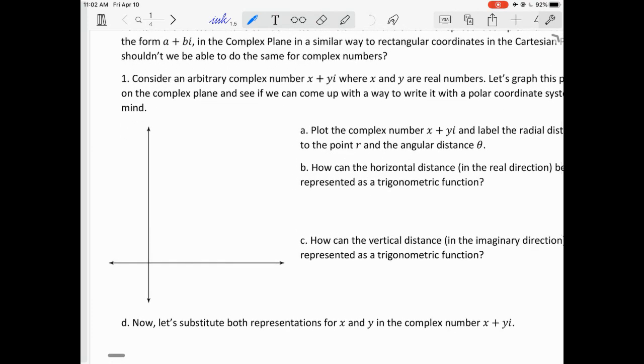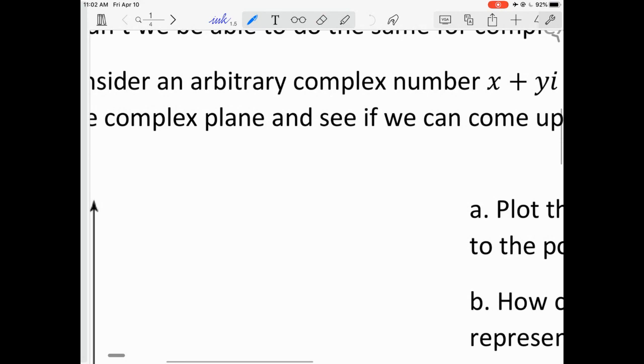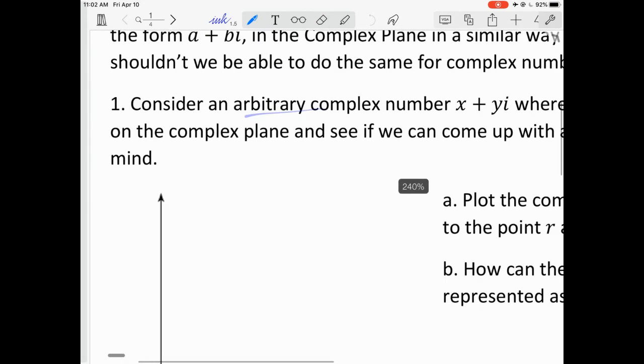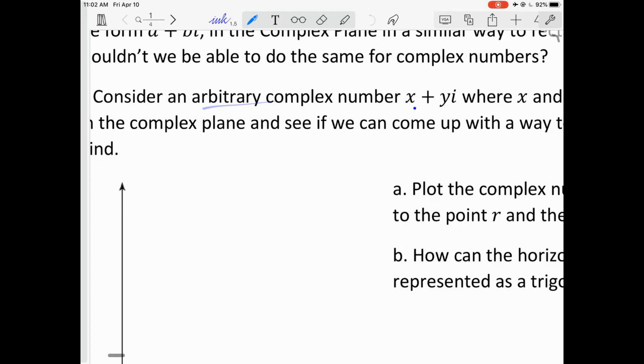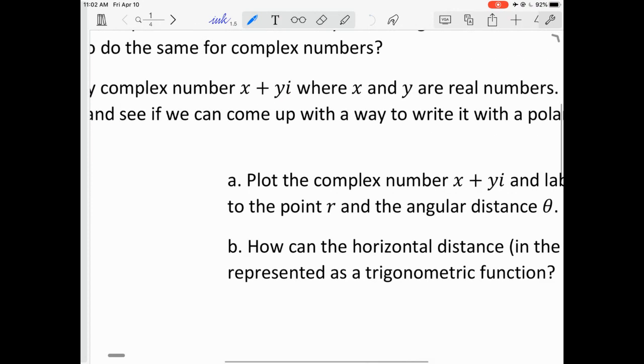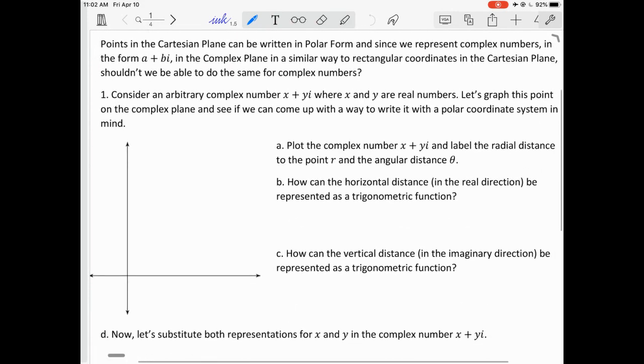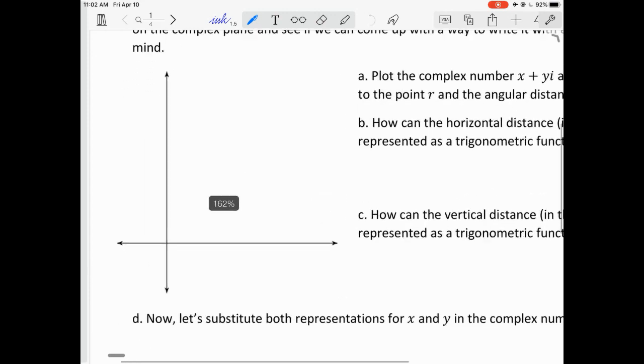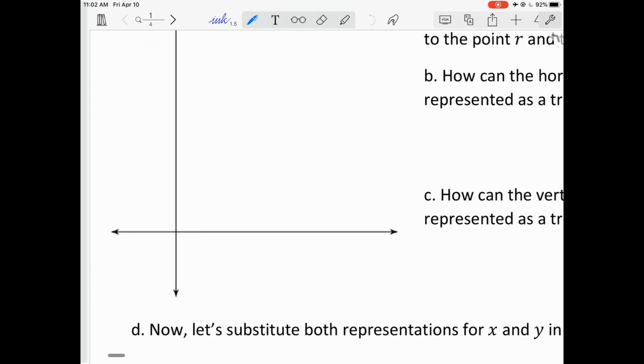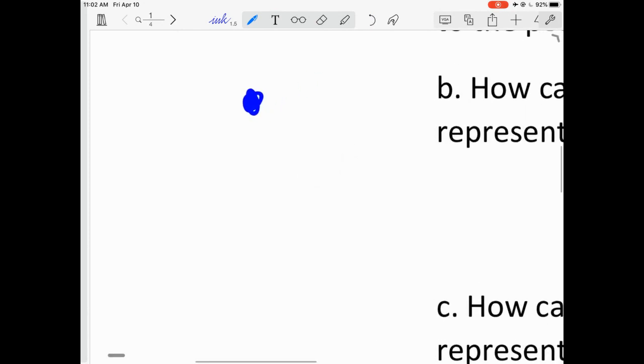Let's consider an arbitrary, again, arbitrary meaning completely random, complex number. We're going to call it x plus yi this time, where x and y are real numbers. It can be anything we want. That's why it's arbitrary. Let's graph this point on the complex plane to see if we can come up with a way to write it with a polar coordinate system in mind. So I'm just going to put this point really randomly. I'll put it right here. This is our point. We'll call it x plus yi.